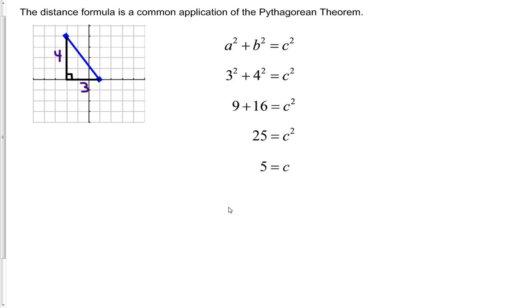to 5. You might be wondering where the plus or minus is, since we're undoing a square. But since we're dealing with distance here, we don't care about negative length. Length is always going to be positive. So in this case, we're only going to keep the positive results of the square root. So finally, we're going to end up with c equals 5, and we can label that on here as the length of our longest side.